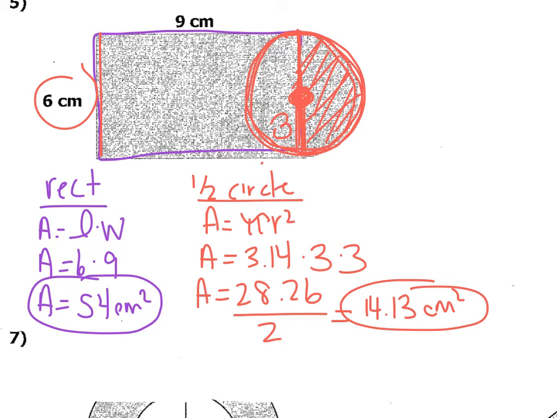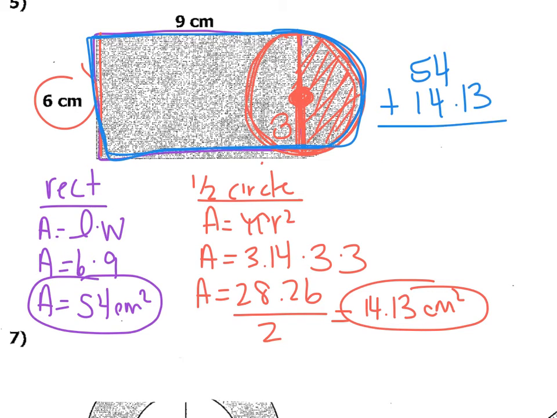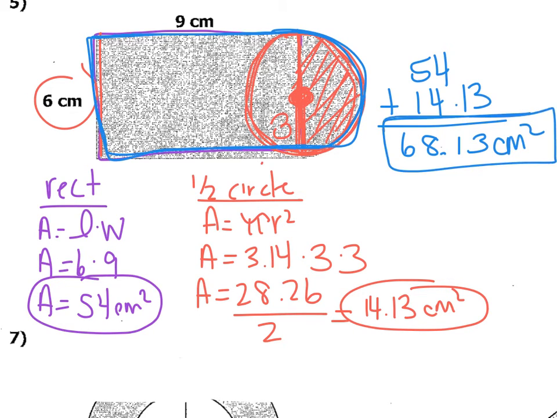So now to find the area of the entire figure all together, I'm just going to add my rectangle to the half circle. And when I do that, I get 68.13, and this would be centimeters squared. So that is the area of this whole figure.